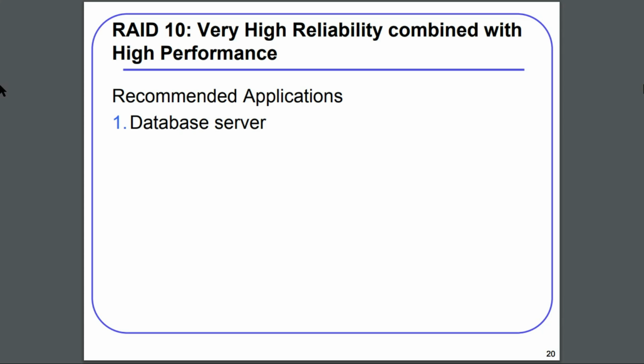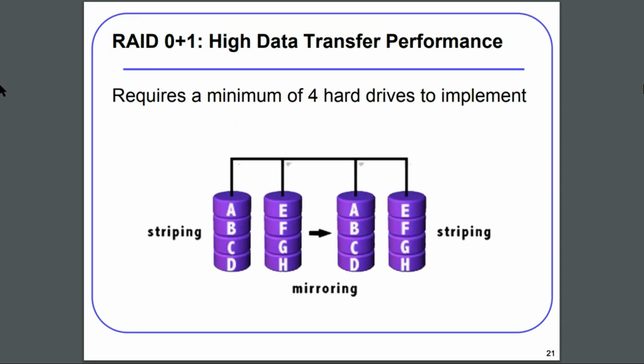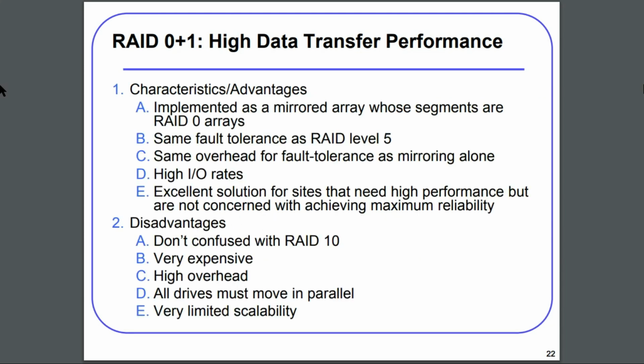So let's move to the next level. The next level is RAID 0 plus 1, which gives high data transfer performance. It requires a minimum of 4 hard drives to implement, as you can see on the picture. The characteristics and advantages of RAID 0 plus 1 are that it is implemented as a mirrored array whose segments are RAID 0 arrays, has the same fault tolerance as RAID level 5, has some overhead for fault tolerance as in mirroring alone, and has high input/output rates. It is an excellent solution for sites that need high performance but are not concerned with achieving maximum reliability.